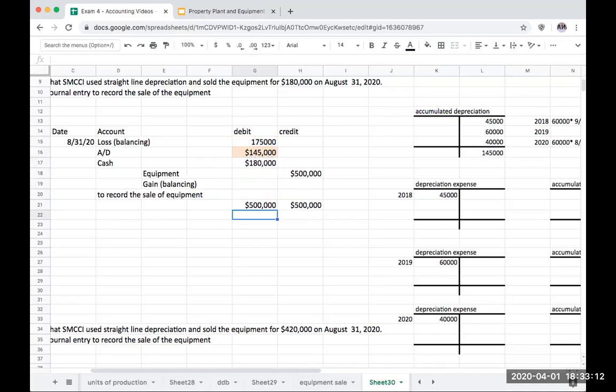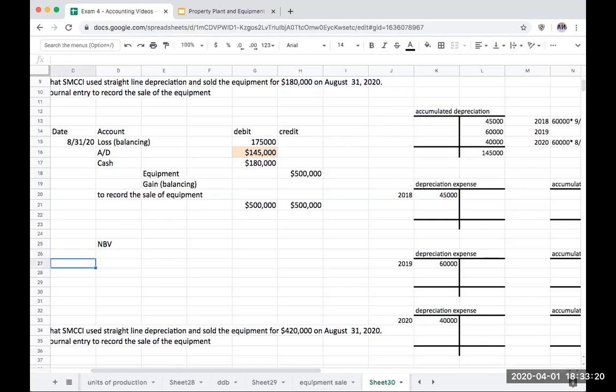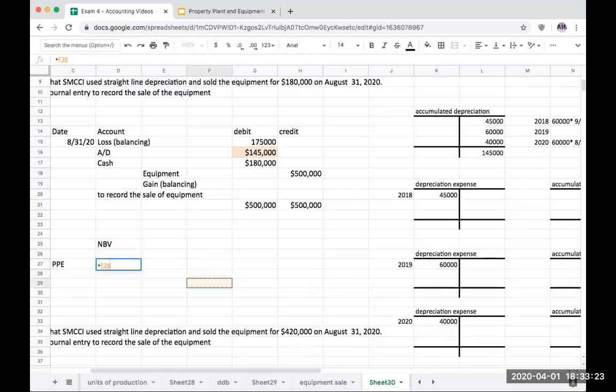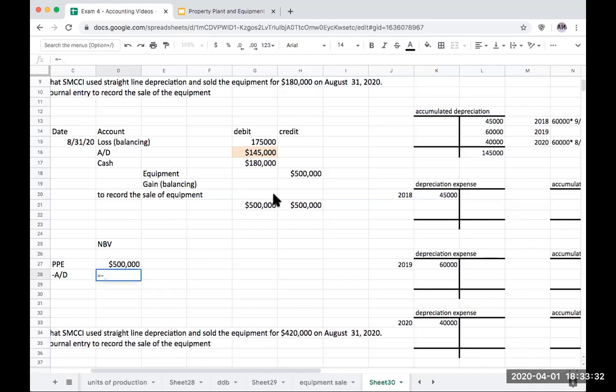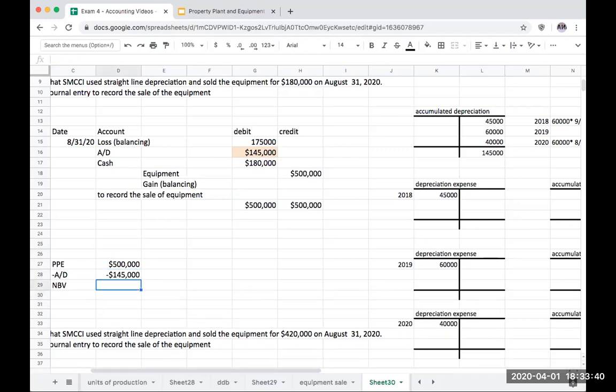So I get a total over here. Now, does this make sense? Well, if I look at my net book value for this asset, right over here, I had property, plant, and equipment. I paid 500,000 for it, less my accumulated depreciation over here of 145,000. So my net book value for this equipment is a total here of 355,000. Okay. Its net book value is my property, plant, and equipment minus accumulated depreciation, or PP&E net.